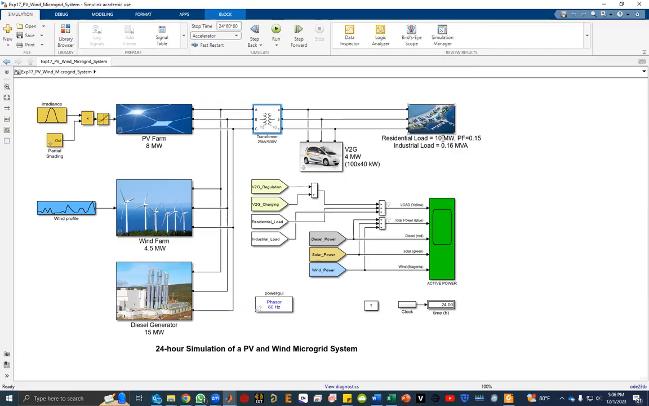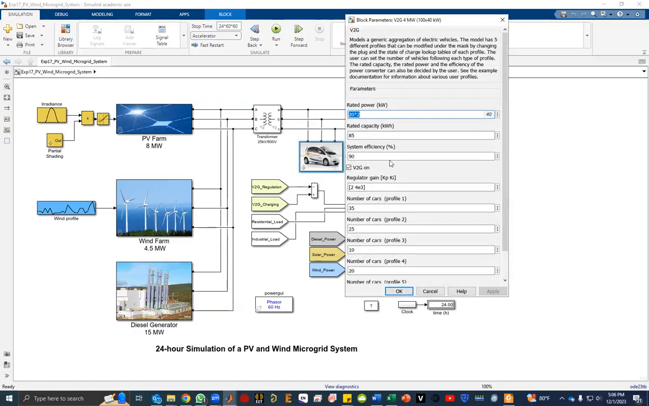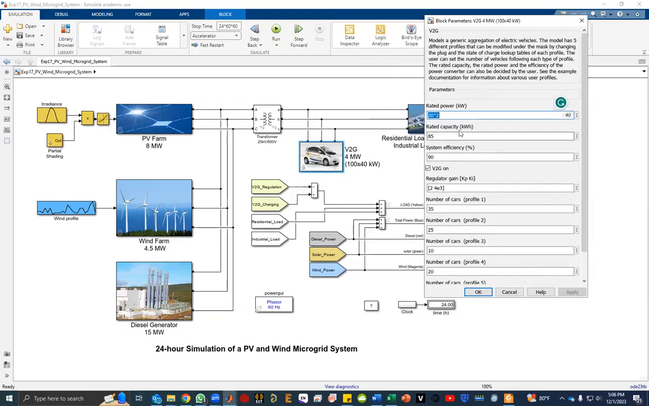And we have a vehicle to grid system. This is 4 megawatt, representing various aspects. The rated power is 40 kilowatt, times hundreds of them, so that means 4 megawatt. The system's efficiency is 90.